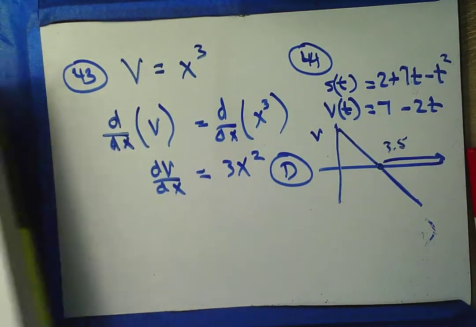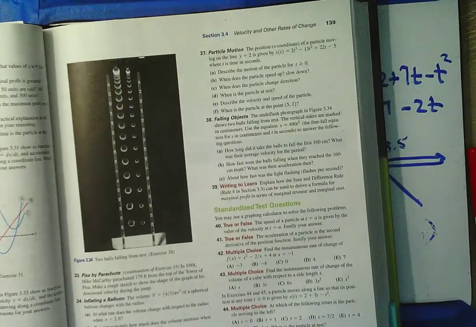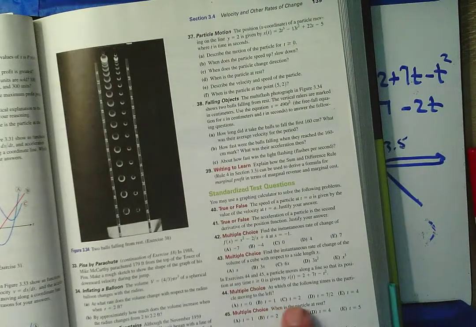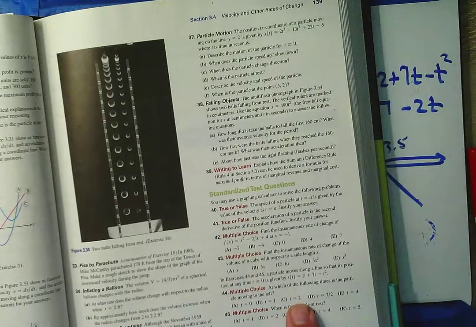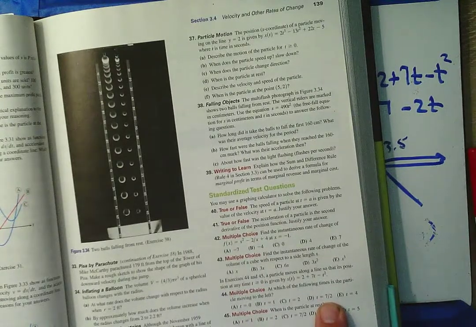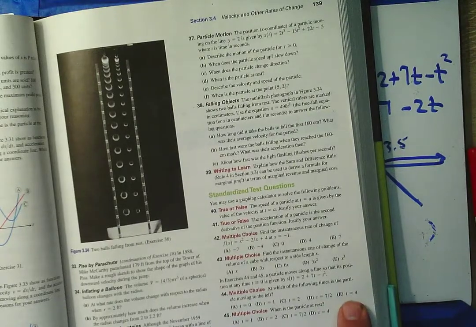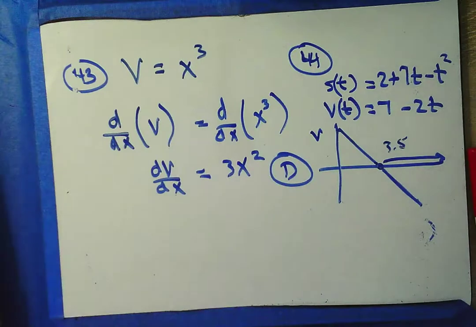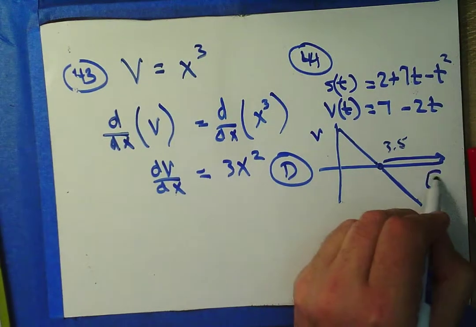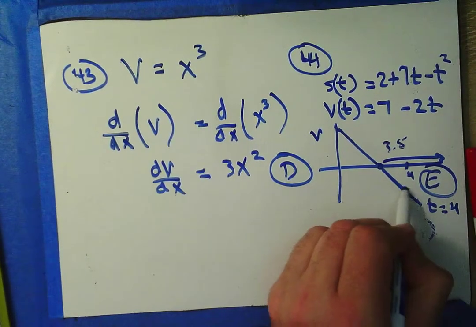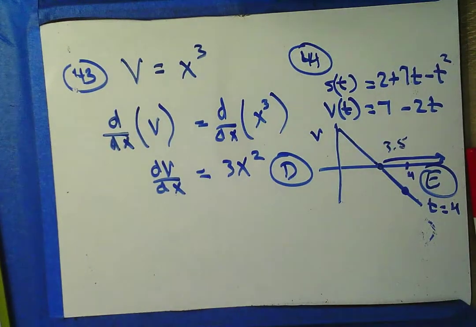My choices here are time equal to 0, no, we're moving to the right. Time equal to 1, no, we're moving to the right. Time equal to 2, no, we're moving to the right. Time equals 7/2, no, we're actually stopped at that moment in time. Velocity is 0 here. Time equal to 4. E is my answer. At t equals 4, I've got a negative velocity, so I'm moving to the left.